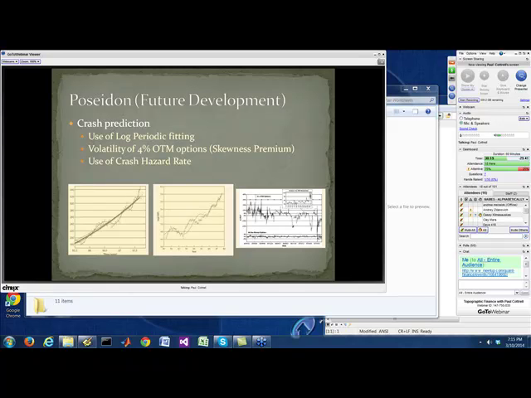A lot of models use mean reversion type techniques to determine buy-sell conditions. Well, there are other methods that Reykjavik has been playing around with, and some of these methods are using what is called a log periodic fitting method, and it's basically taking 2 years, in this case, of daily data.